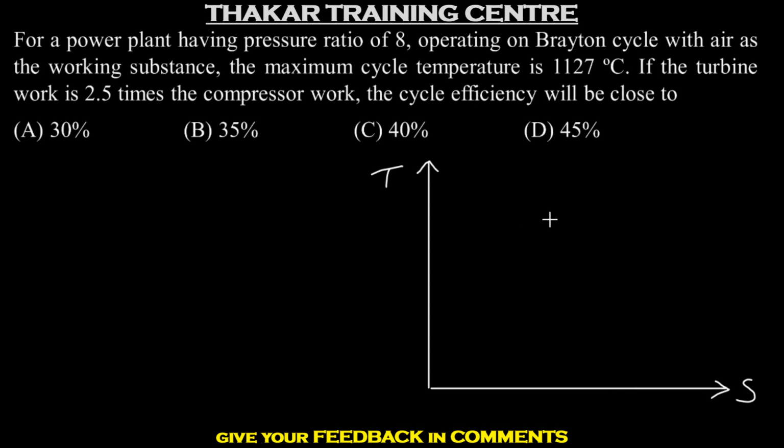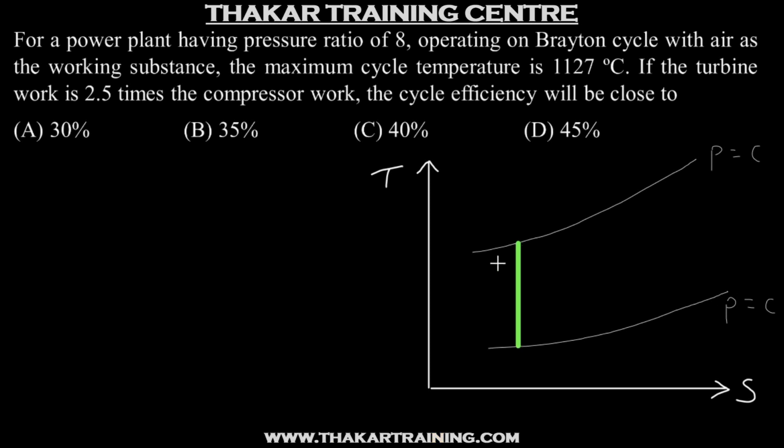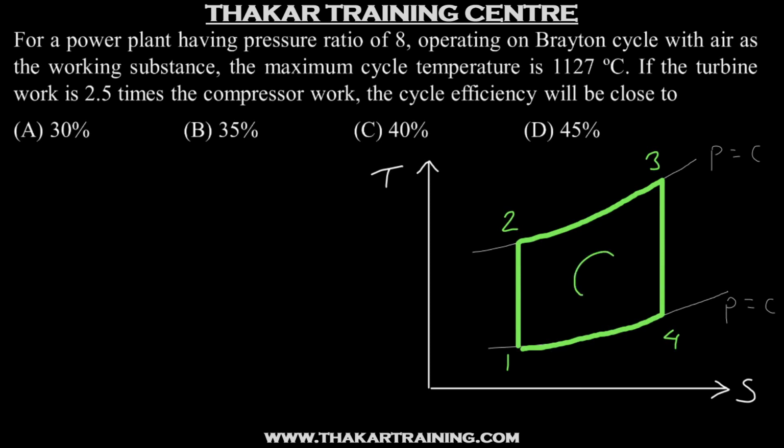Now Brayton cycle is constant pressure process, so we'll first draw constant pressure lines. So this is P equal to C and this is P equal to C. So first we'll have an isentropic compression process, then constant pressure heat addition, isentropic expansion and constant pressure heat rejection. So we have the cycle 1, 2, 3, 4. So compression followed by heat addition, expansion and then heat rejection. So this is how the cycle operates.